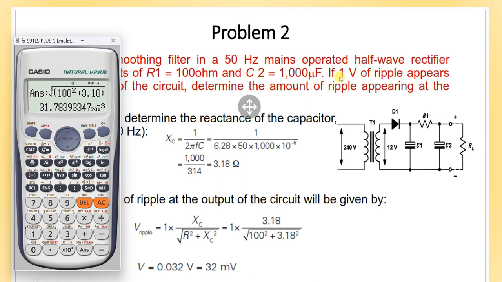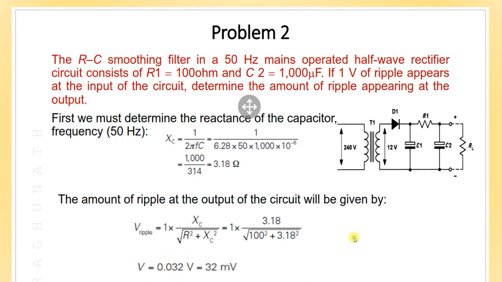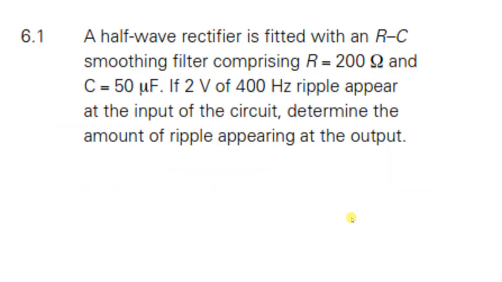See, 1 volt means 1000 millivolts, is reduced to just 32 millivolts. So we are removing approximately 970 millivolts of that ripple content. Similarly, if you press the ENG button, you will get micro, and if you want to go in reverse, you can write 31.72, or you can write just 0.03 volts. Okay, this is the second problem. Now the next problem is this. It is an unsolved problem in the textbook.